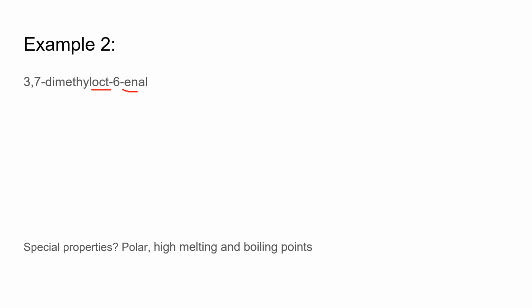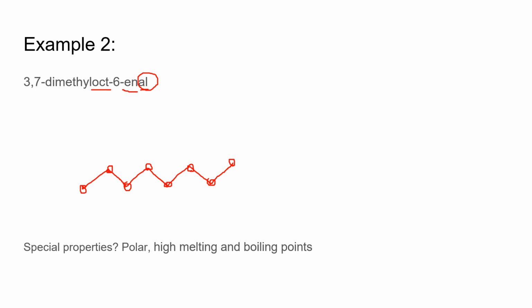So 1, 2, 3, 4, 5, 6, 7 bonds with 8 carbons: 1, 2, 3, 4, 5, 6, 7, and 8. And then we notice there's an -al group in the main chain, which represents the aldehyde. And looking at our side groups, they are just methyl groups.